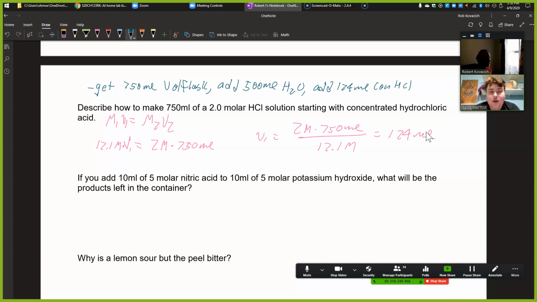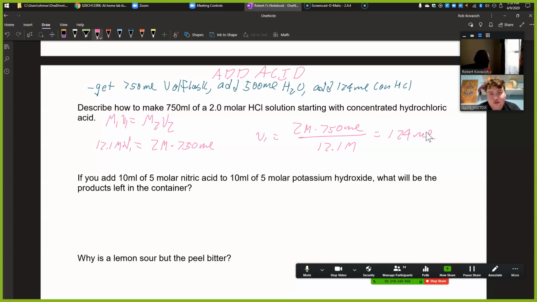It will like boil, won't it? And like kind of bubble and flap. Yeah. What are you supposed to always do? Pour it down a glass rod. Yes. No, you're supposed to add the acid to the water, not the other way around.